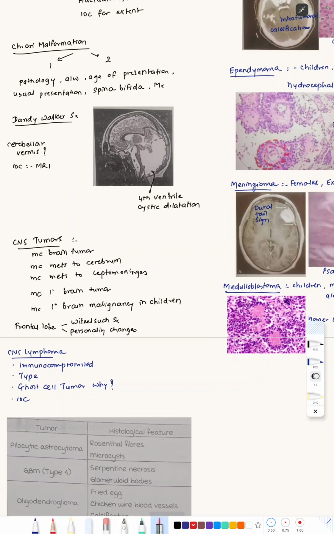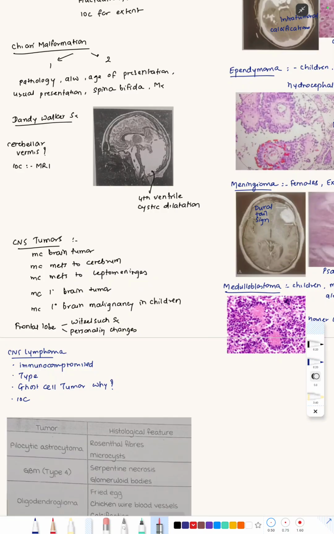Then the next is CNS tumors. The most common brain tumor is metastasis to the brain. Most common metastasis to the cerebrum is lung metastasis, and the most common metastasis to the leptomeninges is the breast. Most common primary brain tumor is going to be glioma, greater than meningioma, and the most common primary brain malignancy in children is going to be medulloblastoma.